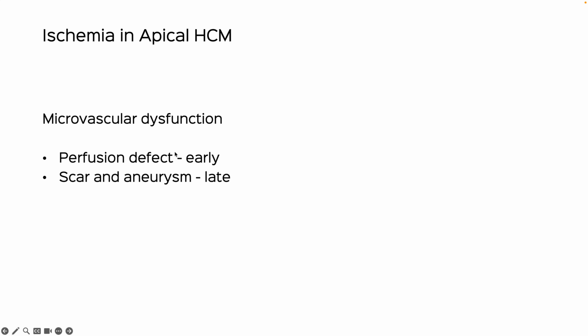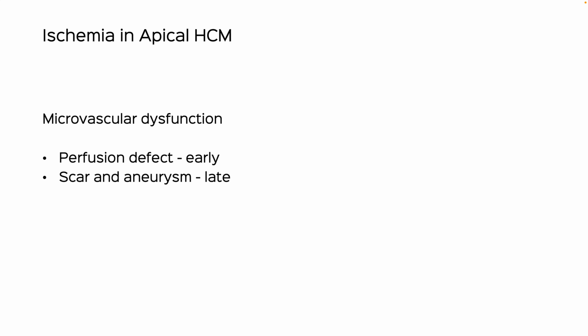Ischemia is due to likely microvascular dysfunction. That's the postulate, and we would pick it up early if we did adenosine stress MRs, which we don't. And so most of the times we, like in our patient, pick them up late when there is scar and aneurysm formation. So unless we did adenosine stress perfusion MRs, but there's no reason really to do them.